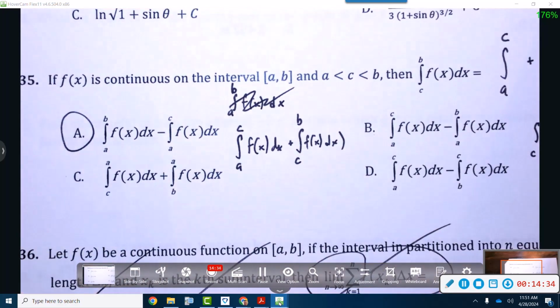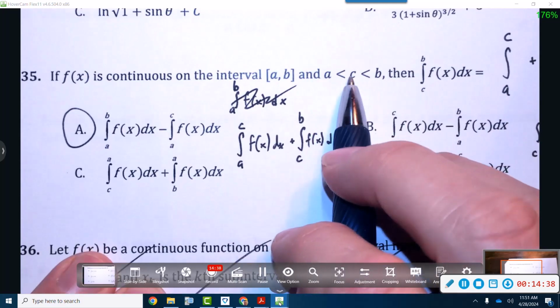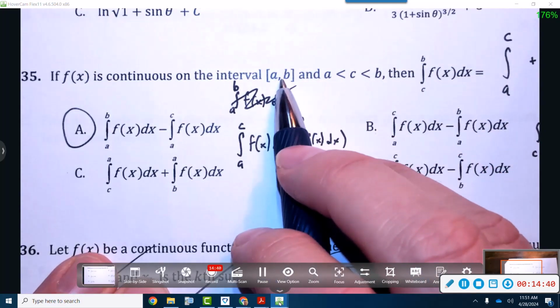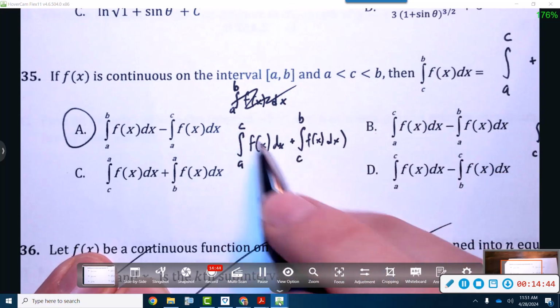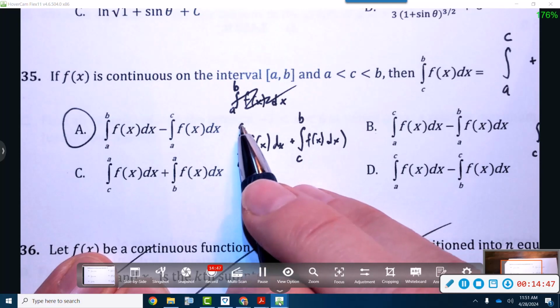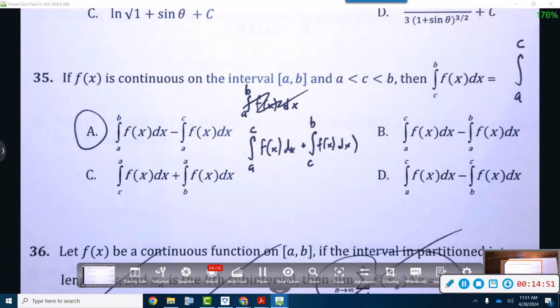All right, that wasn't too bad. It looks crazy as heck, but that's all that this is saying, is that c is somewhere squeezed in between here, so we can connect the dots. We can connect these two integrals by having c here and c here. Okay, all right, so another big one.